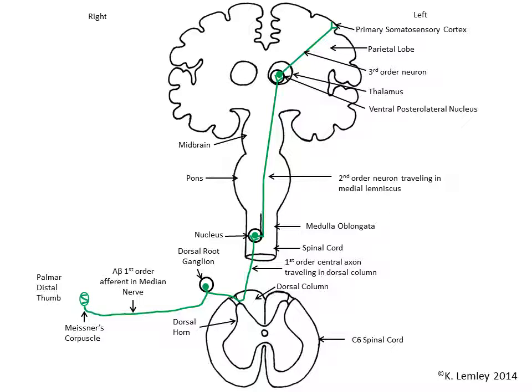The third order neuron is going to go to the lateral aspect of the primary somatosensory cortex. Because we're talking the hand, we need to be more lateral, and this is going to be on the parietal lobe.